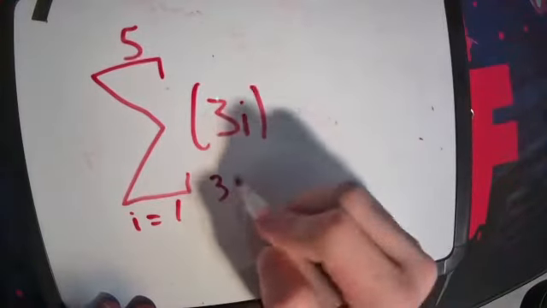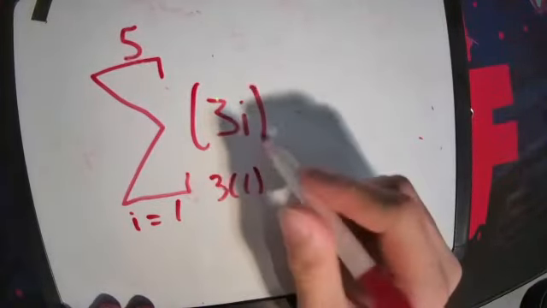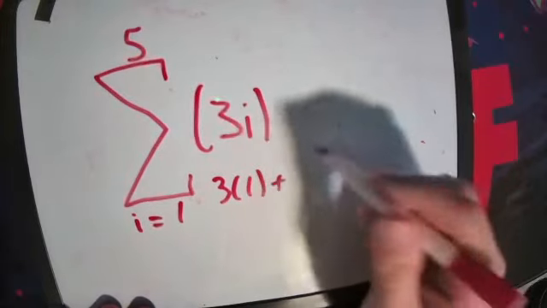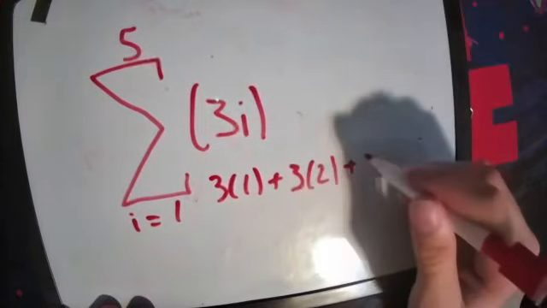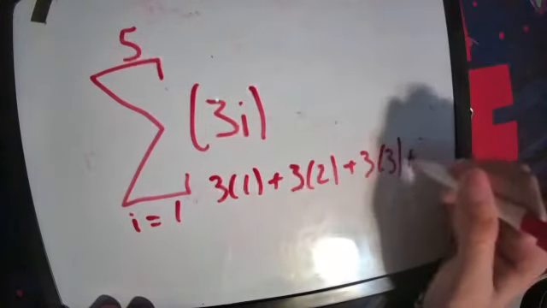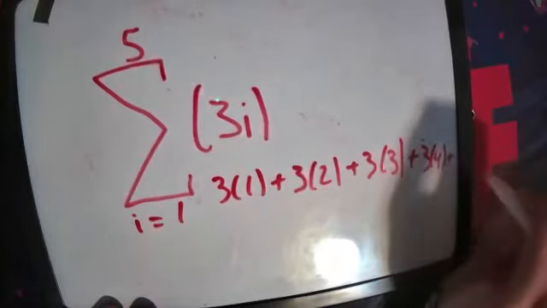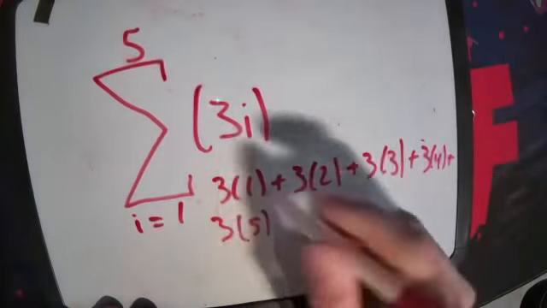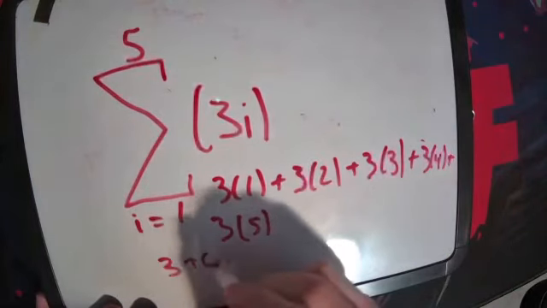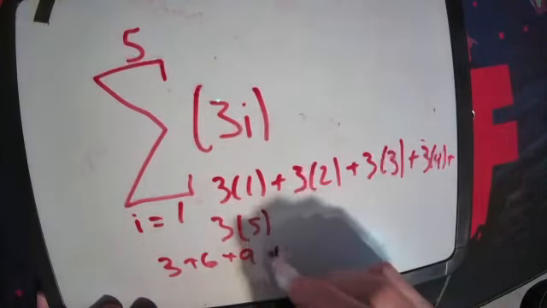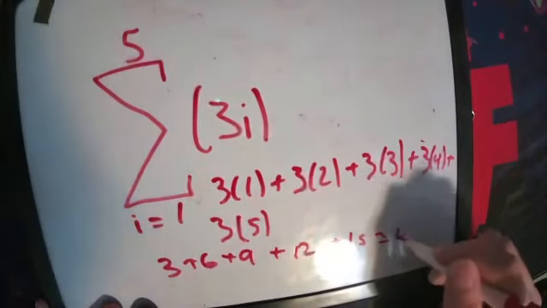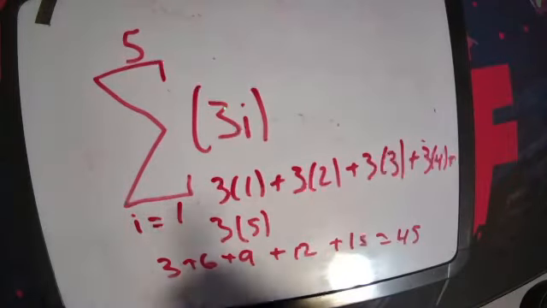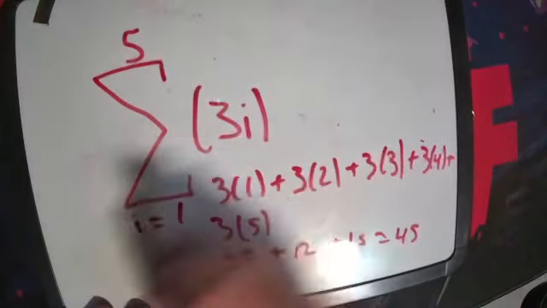So we start out substituting i. We have 3 times i, where i in this case is equal to 1, plus 3 times the next occurring value, which is 2, 3 times 3, 3 times 4, and 3 times 5. So we have 3 plus 6 plus 9 plus 12 plus 15, which is equal to 45. And that's our answer for our first example.